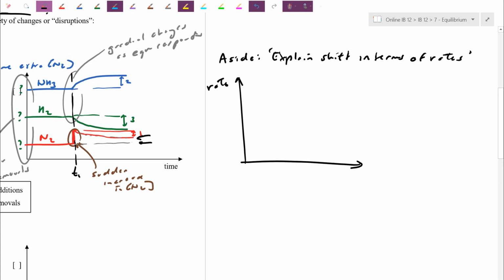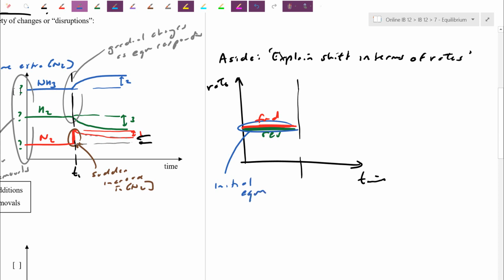We already started seeing this graph here. I'm going to plot the rate versus time. At the beginning, before T1, these rates here had to be equal. So let's just say here our forward rate in red, and our reverse rate in green. These two lines here have to be equal to indicate that we're starting off. This is our initial equilibrium. The microscopic reactions continue to occur, reactants become products become reactants, but the rates equal one another.